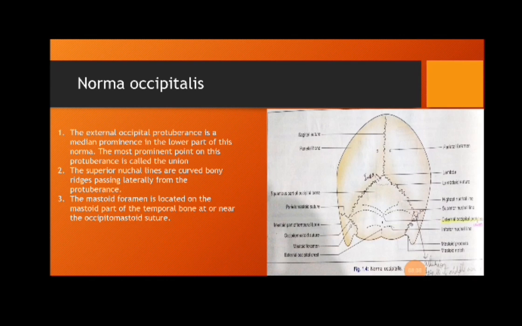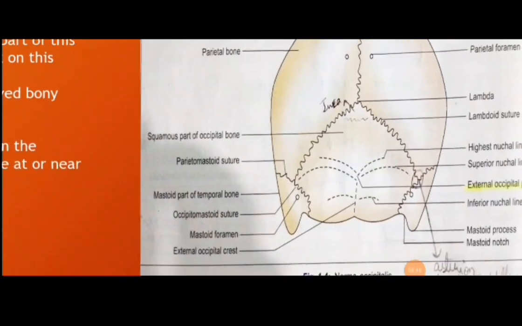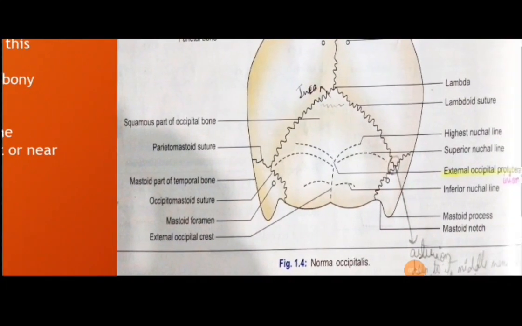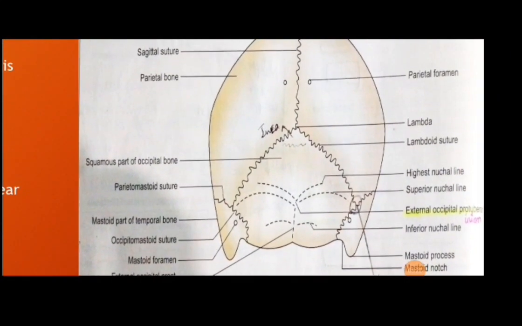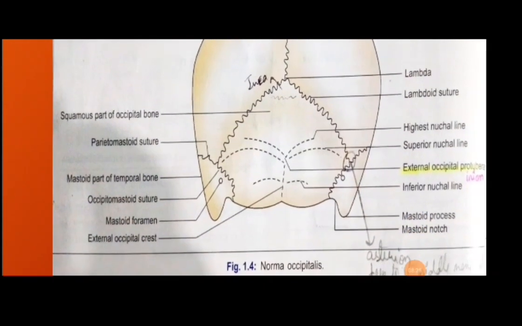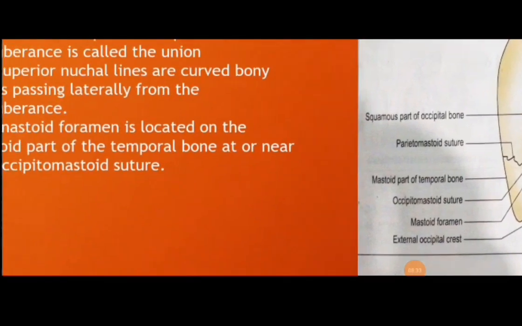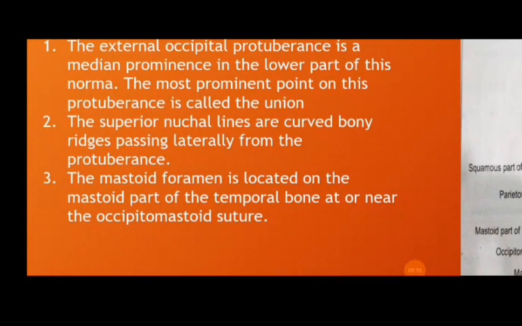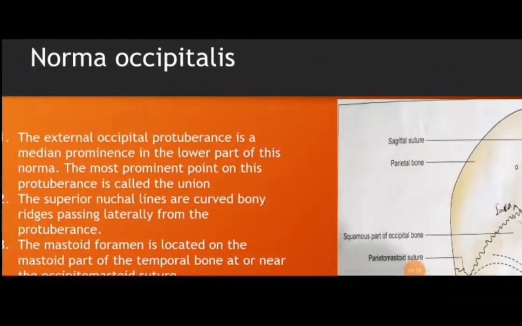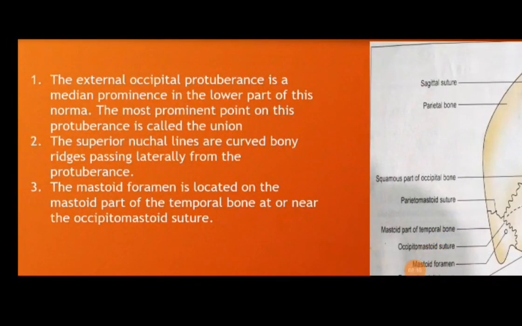Then superior nuchal lines. They are curved bony ridges passing laterally from the protuberance. Okay, you can see here the superior nuchal lines. And inion I have written there with the pink color pen. On the external occipital protuberance, you can see inion, the prominent point.